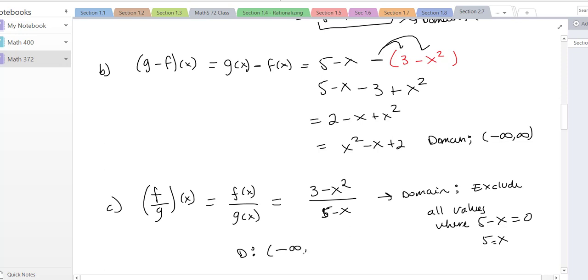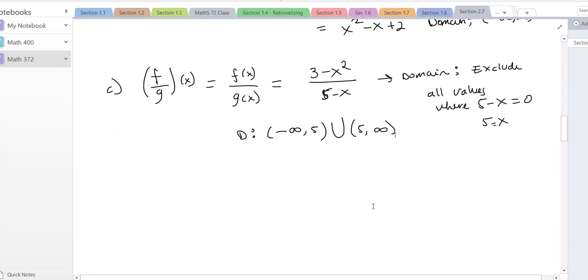So we say minus infinity to 5, not included, so parentheses, and then union 5 all the way to infinity, right? And not including the 5. And so that says all real numbers except x equals 5.